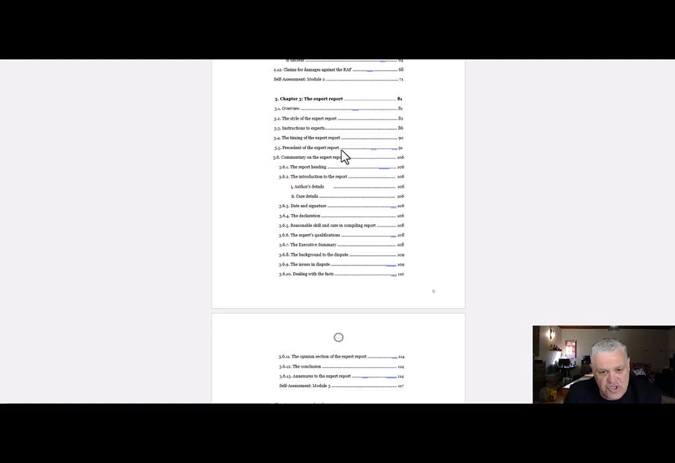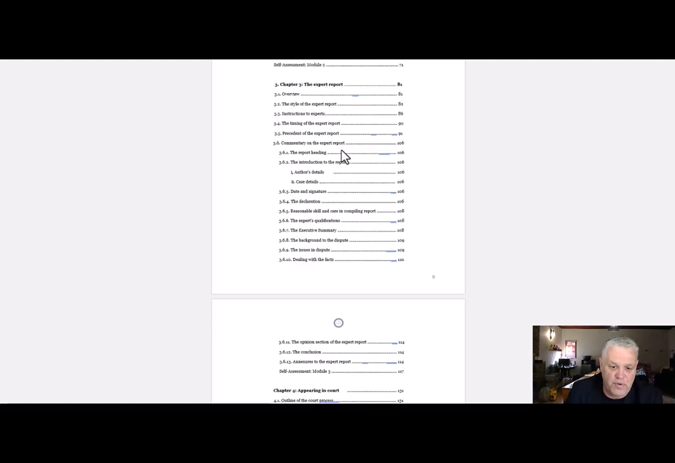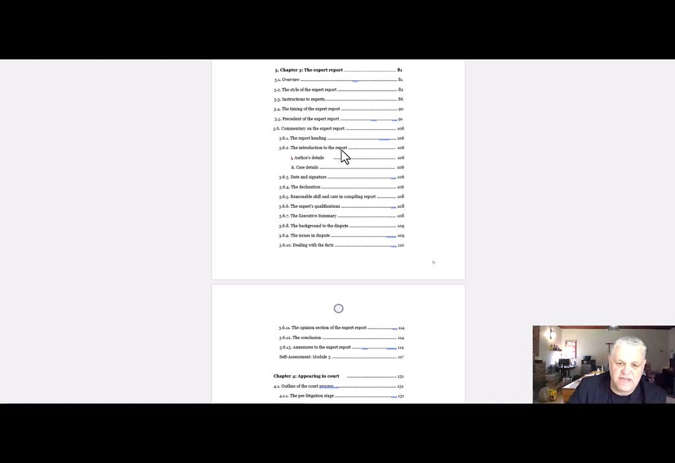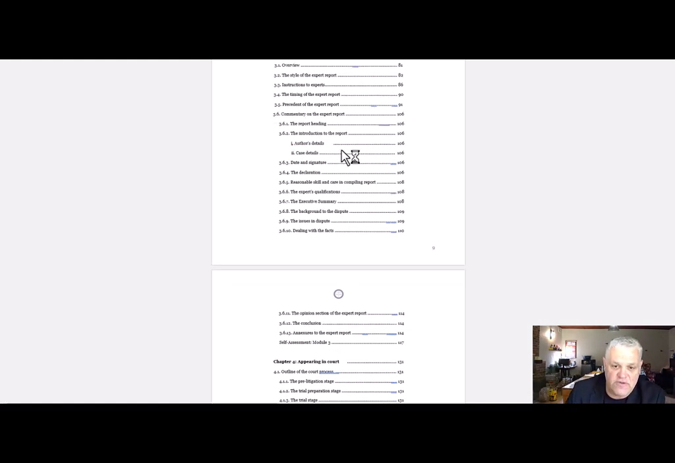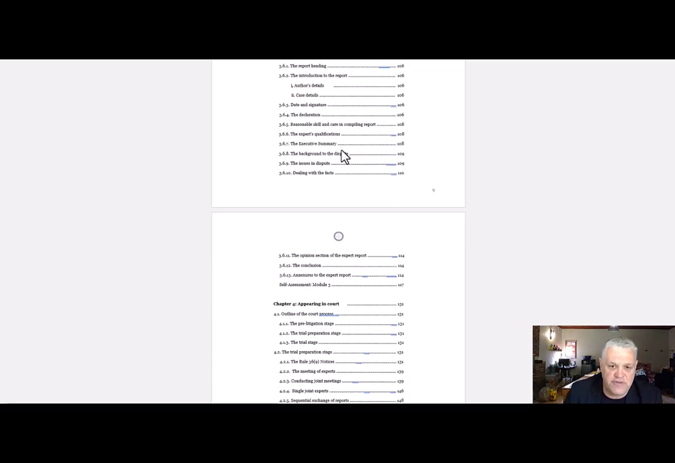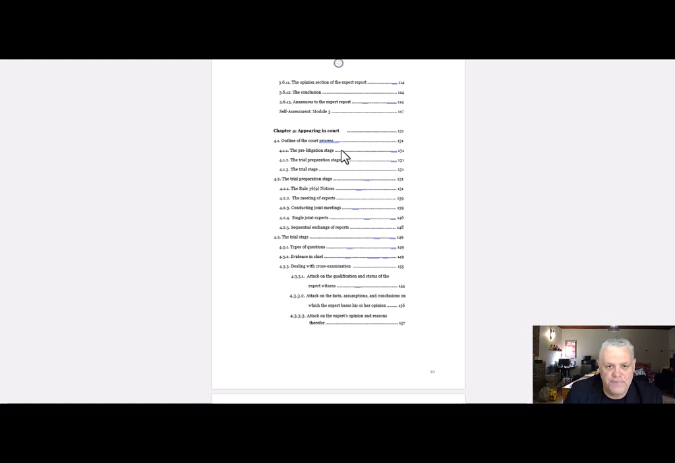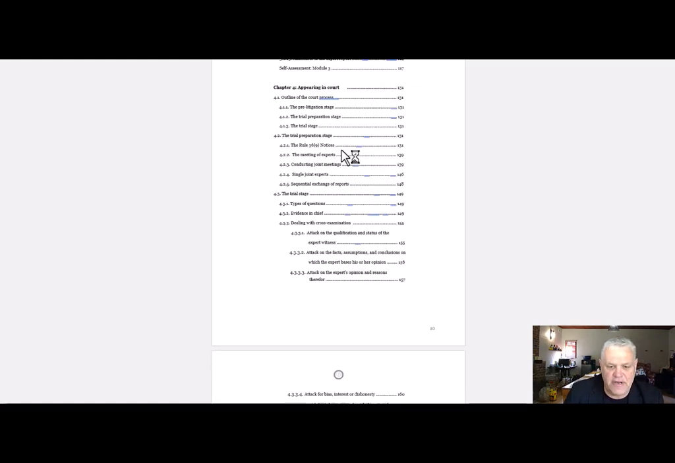And then we do set out a structure which we suggest, a suggested structure. For instance, what should the report heading have in it? Author's details, case details, date and signature, declaration, all sorts of aspects of the report, going down to the executive summary, dealing with issues in dispute, dealing with the facts. All of those aspects are dealt with in the third module. Then the fourth module turns to appearing in court, outlines the court process, deals with the trial preparation stage, and then gives some very important advice about actually giving evidence, being led, and cross-examination.